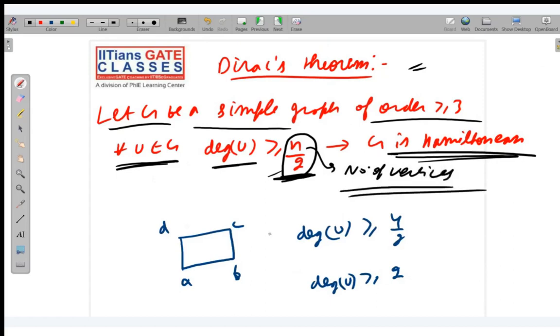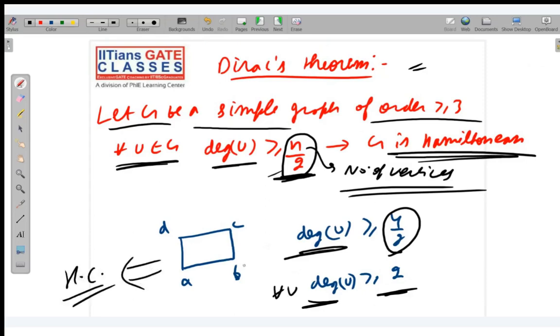Okay, for example, this graph, I will say degree of u is greater than or equal to 4 by 2. So degree of u is greater than or equal to 2 for all u. For all the vertices, you can check that out. Every vertex is of degree greater than or equal to 2. So now no need to check. You will simply say it is Hamiltonian. Okay, no need to check. It is Hamiltonian. So if every vertex is of degree greater than or equal to n by 2, then it is Hamiltonian.